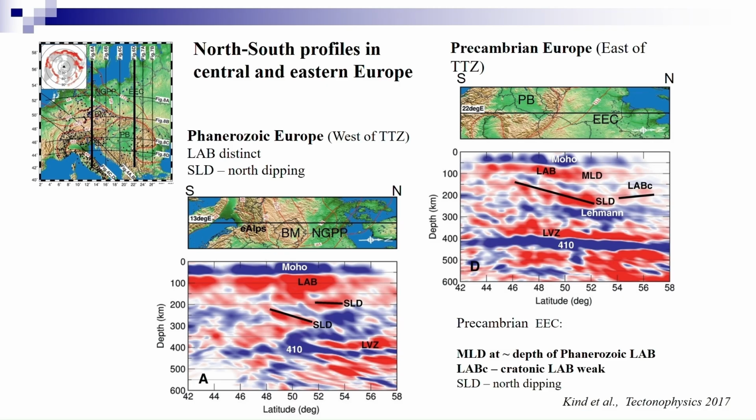The depth-migrated SP receiver functions on the south-north profiles in Central Europe image the distinct LAB in Phanerozoic Europe, a weaker MLD in the Precambrian Europe, and also a deeper cratonic LAB-C.